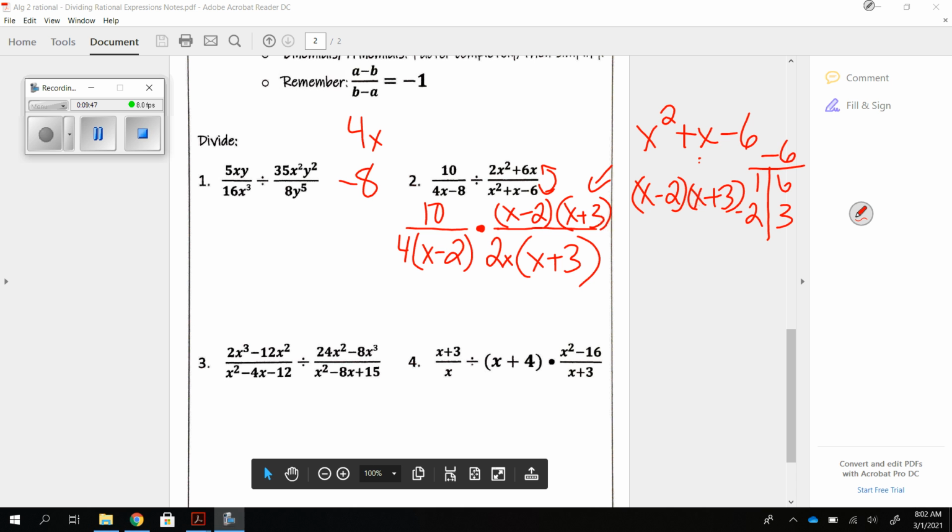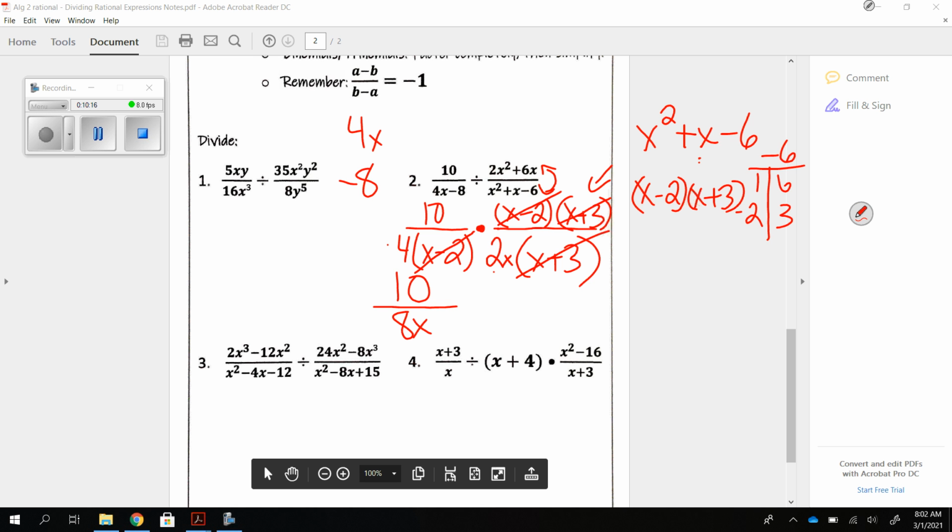And now this is where we simplify. Again, we can simplify anything up top and anything on bottom. So we see, what does the top have? This x minus 2 and this x minus 2 down below cancel out. And over here, this x plus 3 cancels with this x plus 3. So we're left on the top with 10. And then on the bottom, we're left with 4 times 2x. 4 times 2x is 8x.